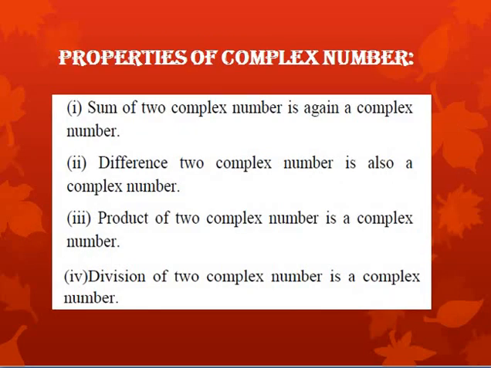Properties of complex numbers. The sum of two complex numbers is a complex number. That is, if z1 and z2 are two complex numbers, then z1 plus z2 is also a complex number. Similarly, the difference of two complex numbers is a complex number and the product of two complex numbers is a complex number. Division of two complex numbers is also a complex number. If z1 and z2 are complex numbers, then z1 by z2 is a complex number provided z2 is not equal to 0.